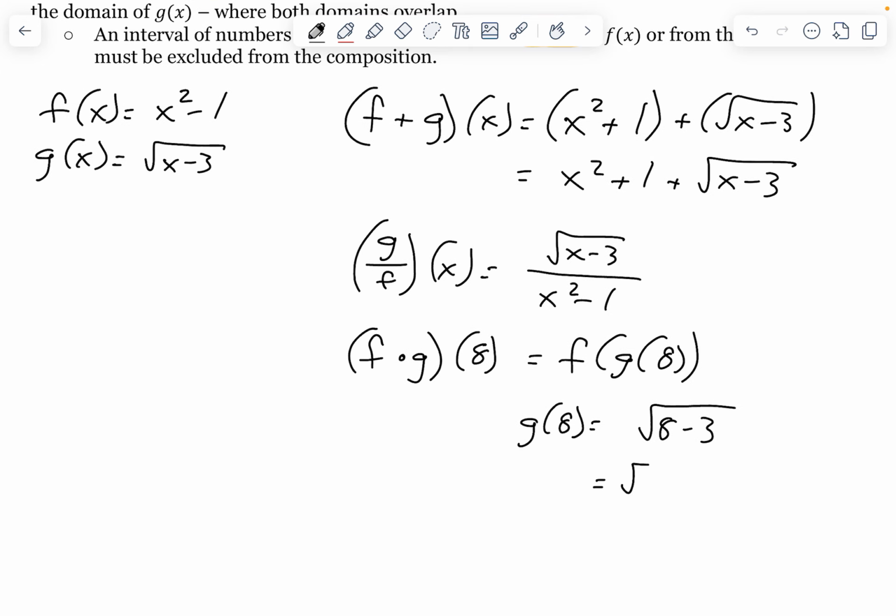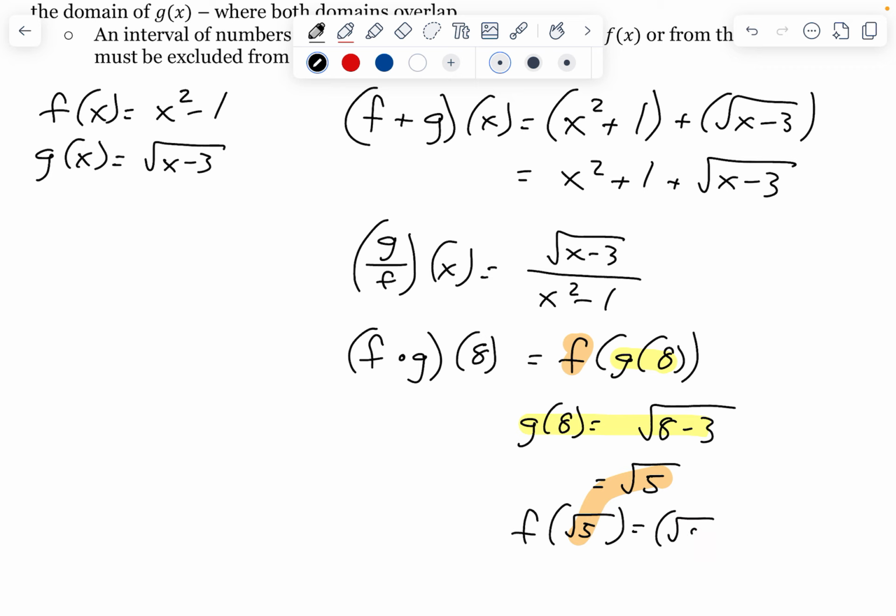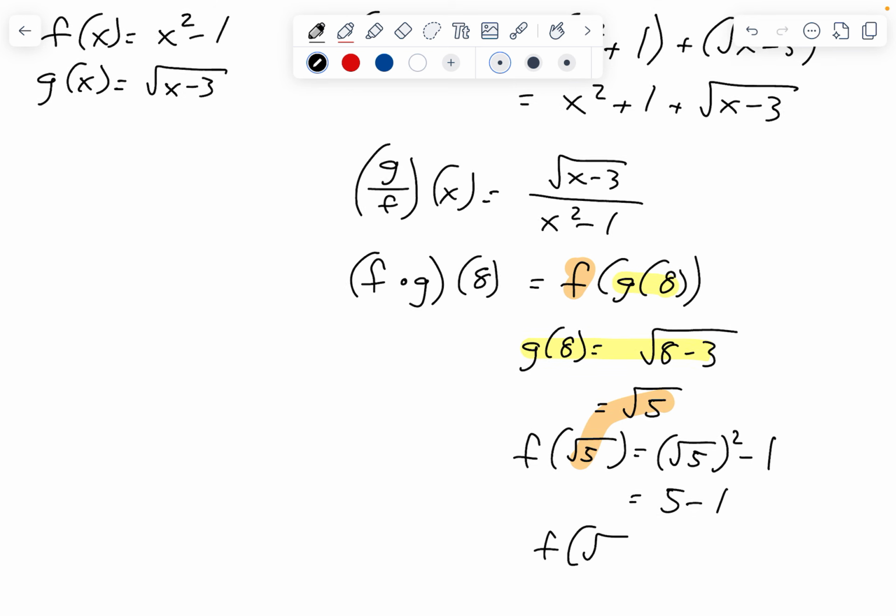This would give me a radical 5. If I got something that was a perfect square, that'd be great, but I didn't. That's okay. That result gets plugged into the f function. So now I'm taking the radical 5 that I got as a result of plugging in 8, and I plug that result into the f function that's on the outside. So now I get radical 5 squared minus 1. And this gives me 5 minus 1. So this gives me 4.